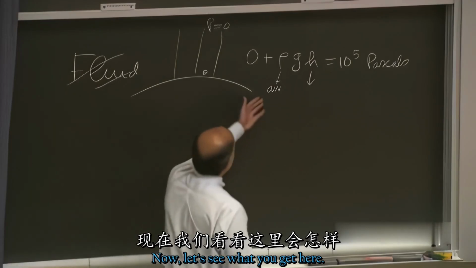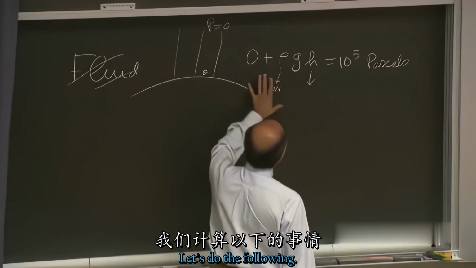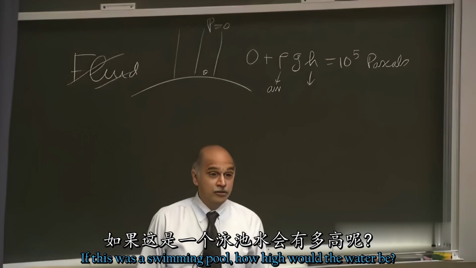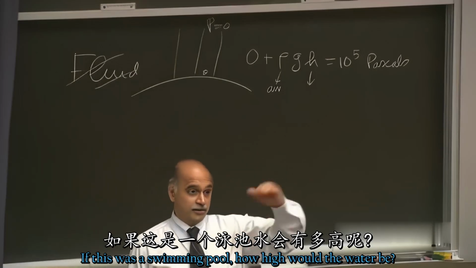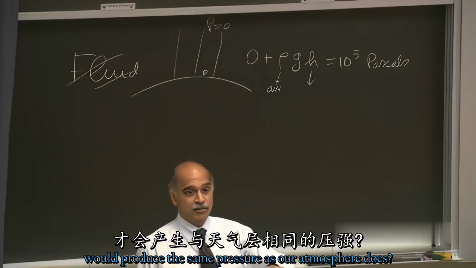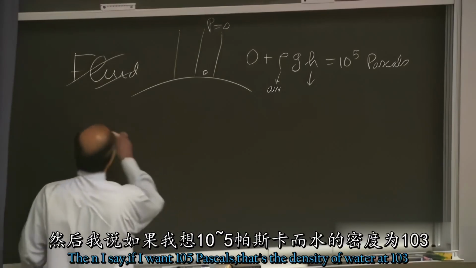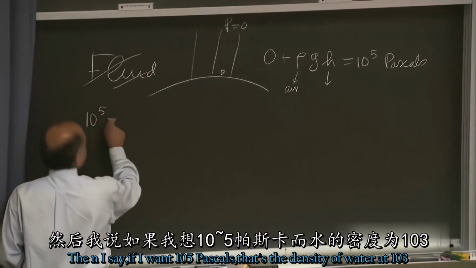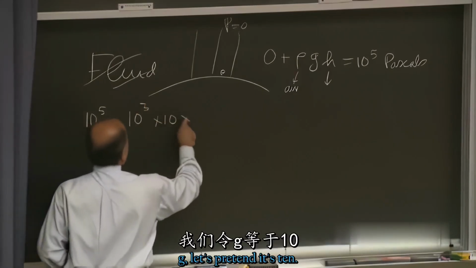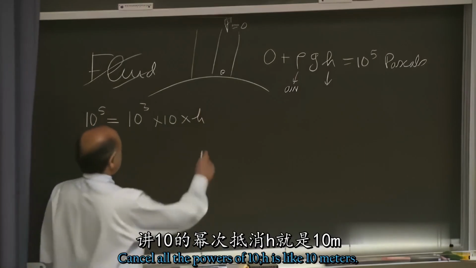Now let's see what you get here. This is rho gh, and you can ask yourself the following question. If this was a swimming pool, how high would the water be? In other words, what height of water above the earth will produce the same pressure as our atmosphere does? If I want 10 to the 5 pascals, the density of water is 10 to the 3, g, let's pretend, is 10, and h is what I'm looking for. Cancel all the powers of 10, h is like 10 meters.